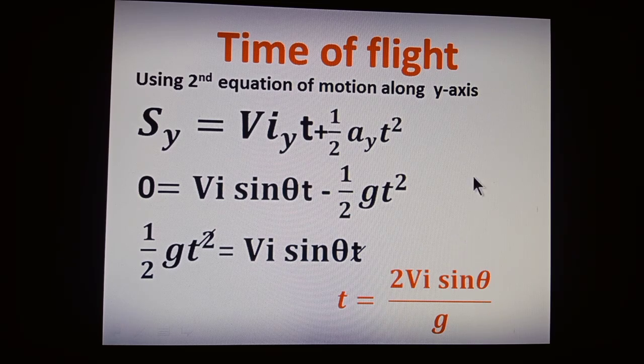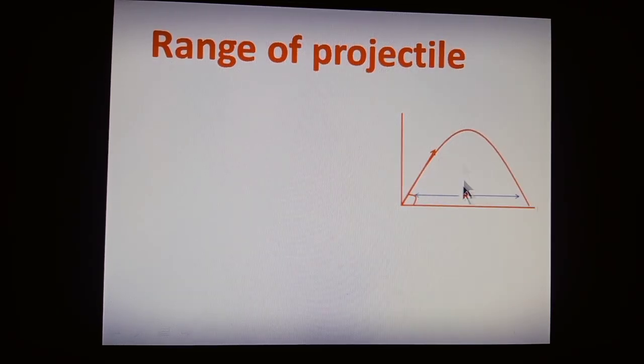To get the time taken by the projectile to reach the maximum height, we just divide this equation by 2, and that will be Vi sin theta over g. That is called time to reach the summit height. And the next is range of projectile.